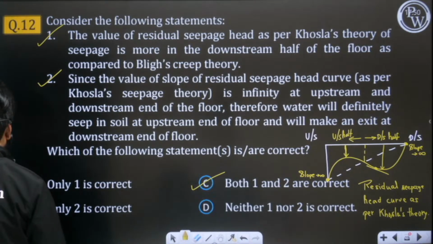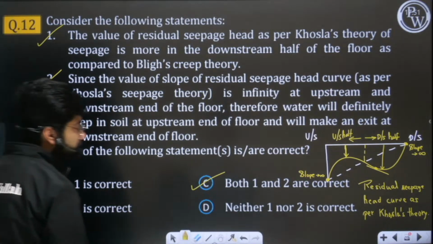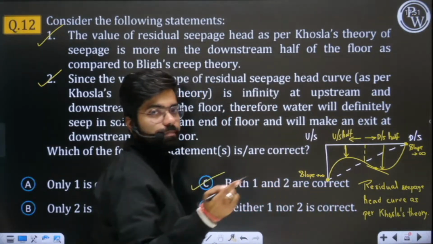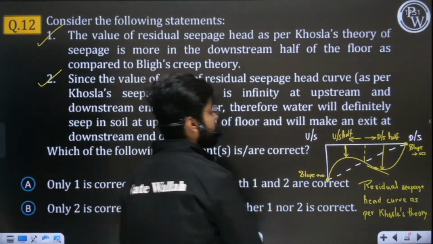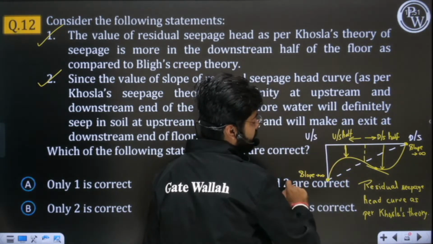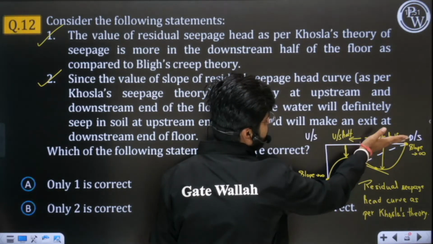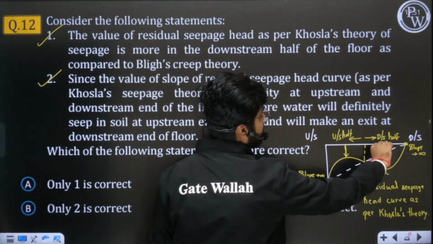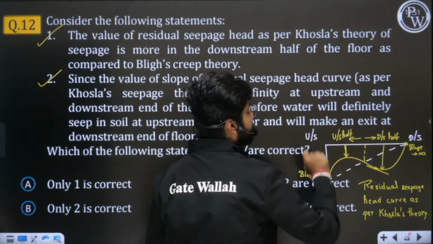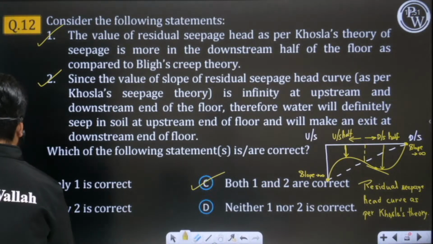These are basic statements of Khosla theory. Both of the statements are basic ones. And this straight line is the residual seepage head curve as per Blight's theory. So you can see that in the upstream half, Blight's theory is giving you more value as compared to Khosla's residual seepage head, and in the downstream half, Blight's creep theory is giving you less residual head as compared to Khosla's. Here Blight's value is less and Khosla's is more, and in the upstream half, Khosla's value is less and Blight's is more. Okay, so option C is correct here. I hope this is clear to you.